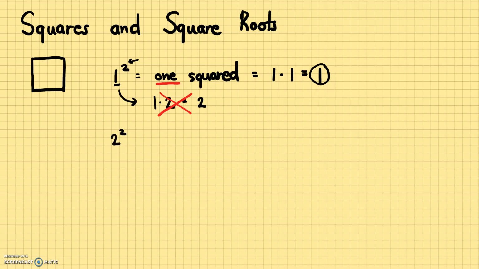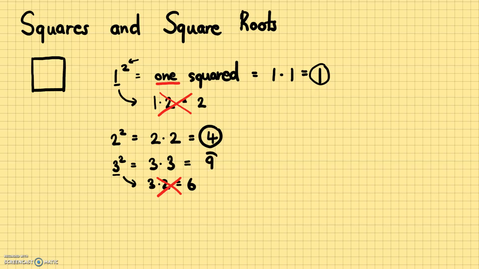So what would 2 squared mean? Again, 2 squared means 2 times 2. You're multiplying the 2 2 times, so the answer will be 4. How about 3 squared? 3 squared does not mean 3 times 2, as many students make the mistake of doing. This means 3 times 3. You're multiplying this number 2 times. So the answer is going to be 9.